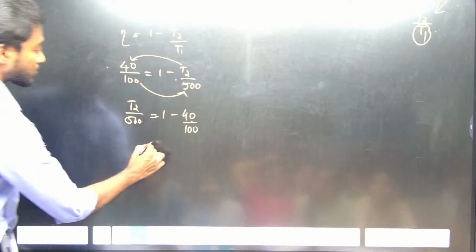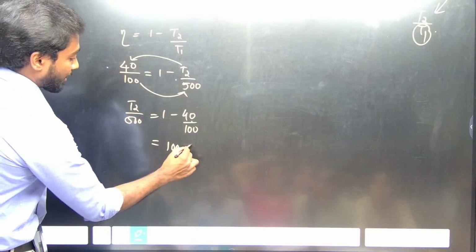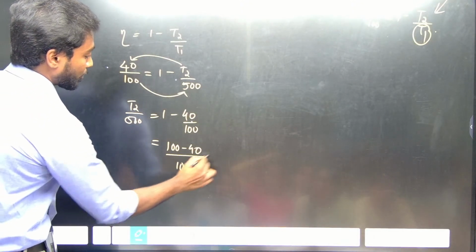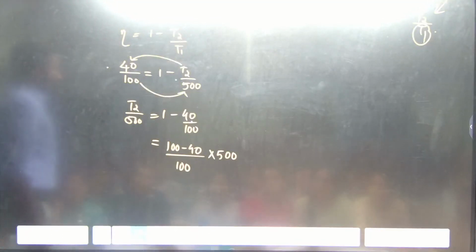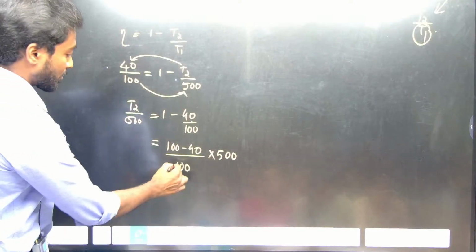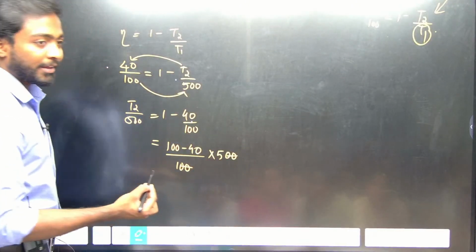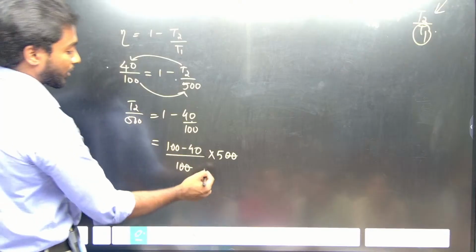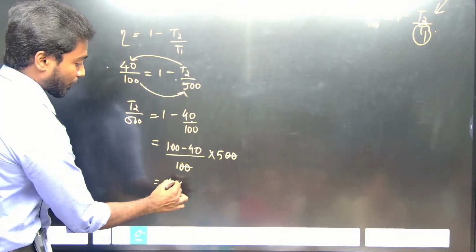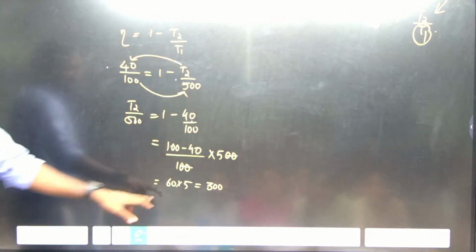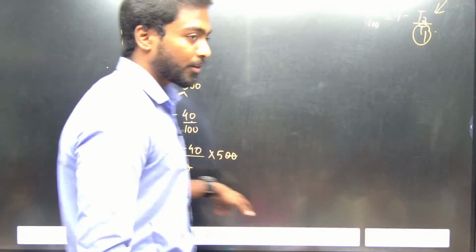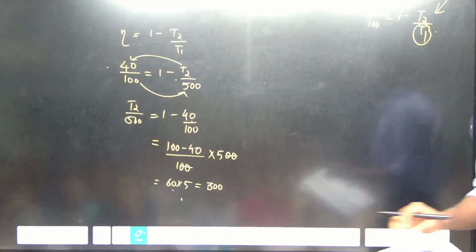So T2 is 100 minus 40 by 100, into 500. Correct, no? So these two zeros and these two zeros will get cancelled off. So 100 minus 40 is 60, into 5 is 300. 6 fives are 30, and one more 0, 300. Now I got the value of T2.